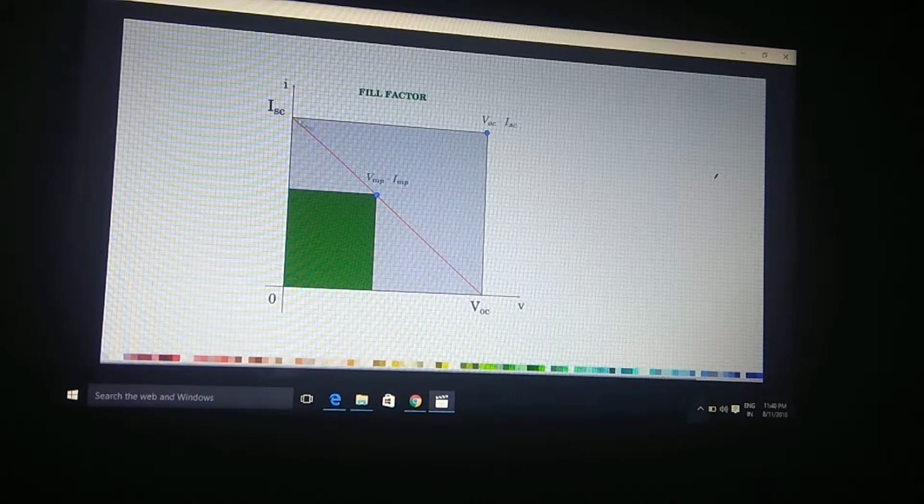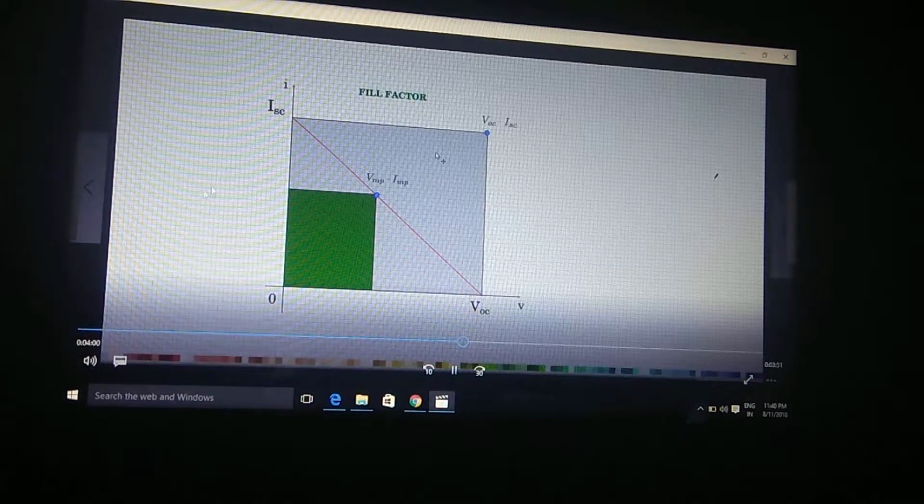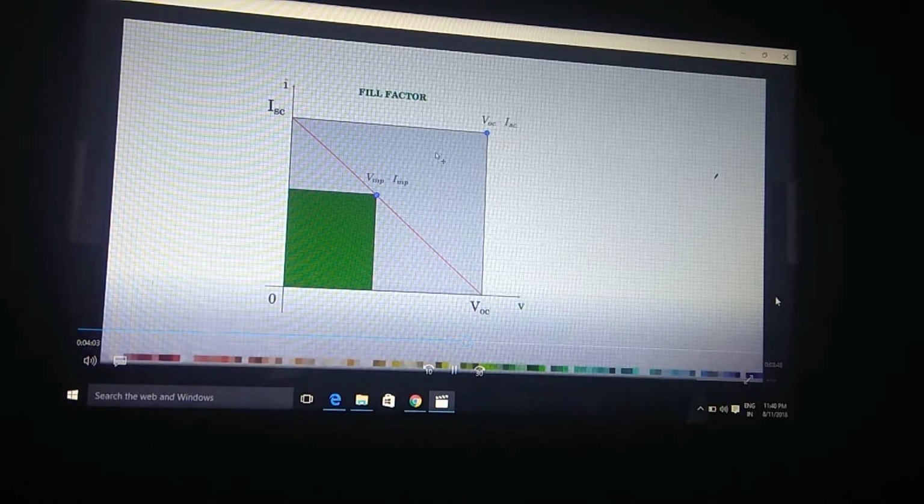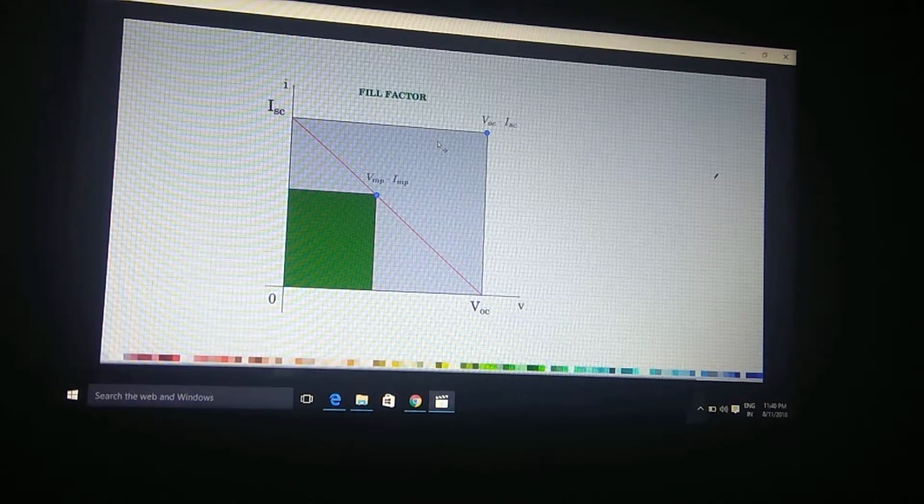Any normal PV characteristic would have a much higher peak power point and a much larger area with respect to the ideal area. So the area as encompassed by the maximum power point with respect to the idealized maximum power area is defined as the fill factor. The fill factor is given by VMP IMP divided by VOC ISC.